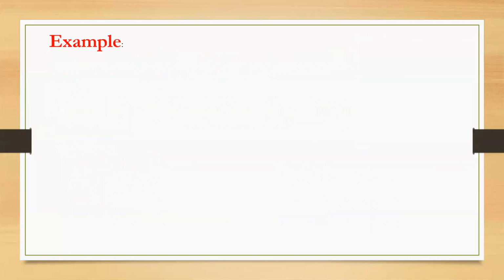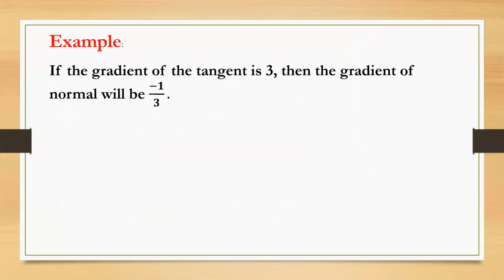Let us look at these examples. If the gradient of the tangent is 3, then the gradient of a normal will be -1 over 3. Remember, I just said the gradient of a normal is -1 over the gradient of a tangent. This is one way of looking at it. The second way would be that when you multiply the two gradients, the product should be equal to -1.